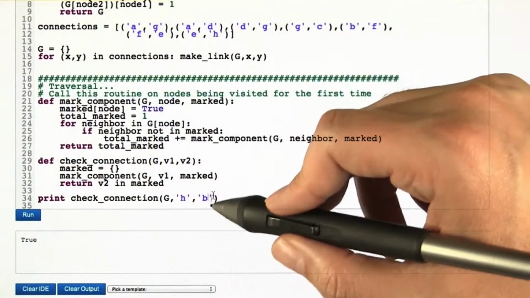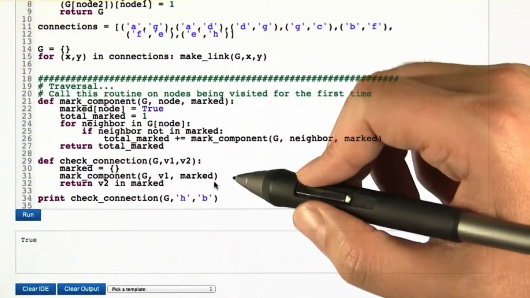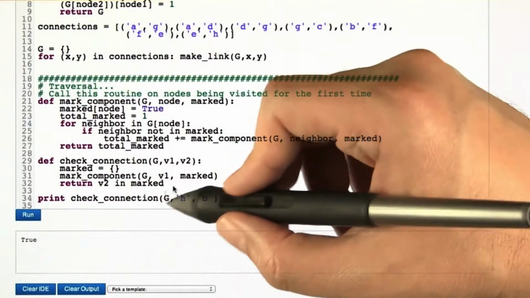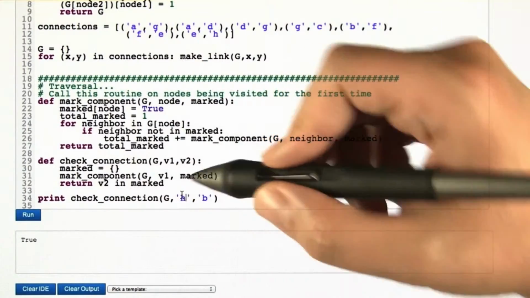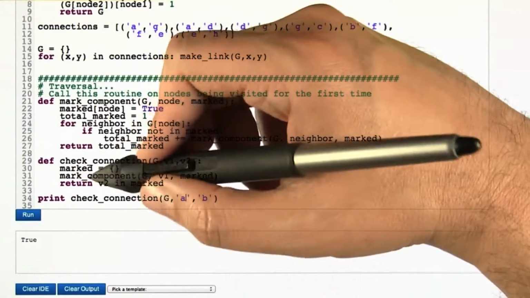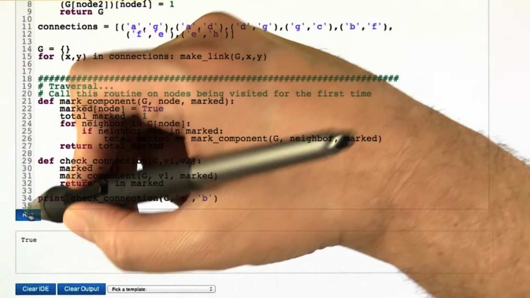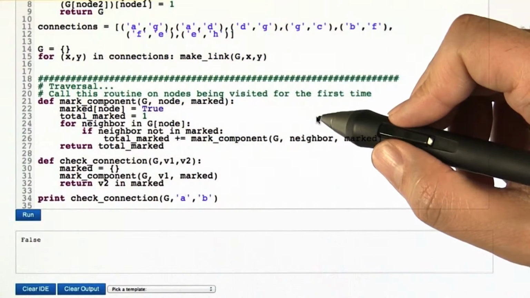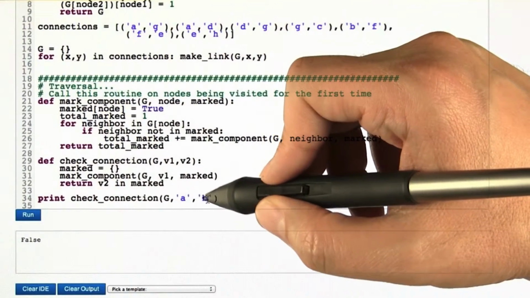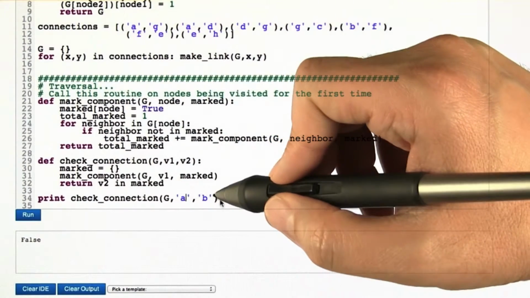So it realizes that H and B are in fact connected, and that's more interesting because it requires multiple hops to get from one to the other. And then finally, we can do A and B. We know that they're in different components because remember there was component A with 4 nodes and component B with 4 nodes, but let's make sure that the program can figure that out. Yes, indeed. So when it spread things out from A, reached everywhere it could reach, B was not among the visited.